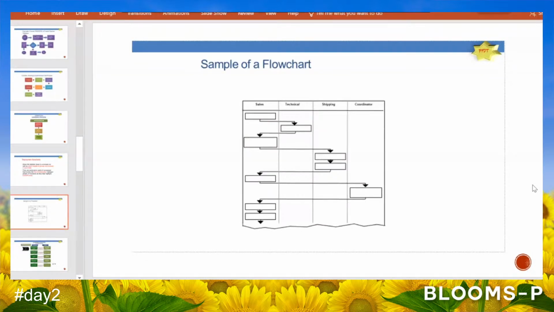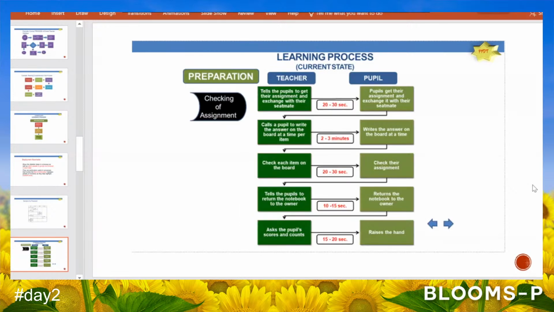And here is now the sample of a deployment flow chart. We have the sales, technical, shipping, and the coordinator. But a concrete one will be given on this particular slide. As you can see, when we talk about the learning process during the preparation stage, it will involve two: the teacher and the pupil. Remember, during the preparation stage, the teacher is checking the assignment. Okay? Now, if you see on this slide, we have the teacher and the pupil.